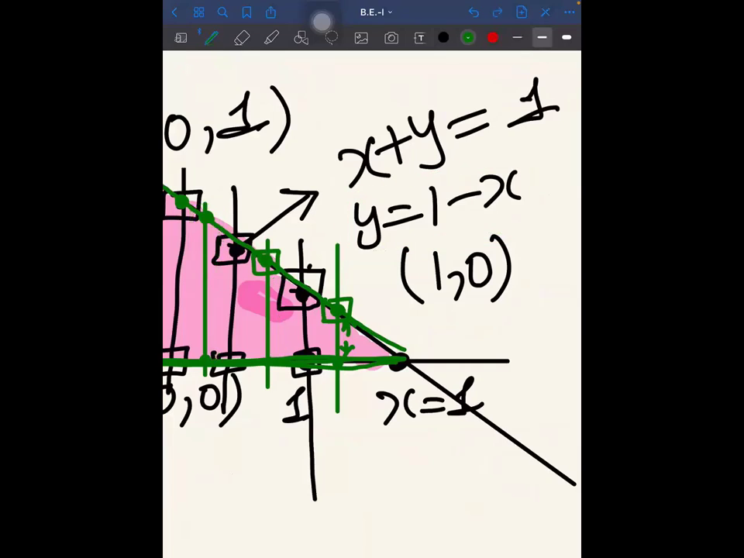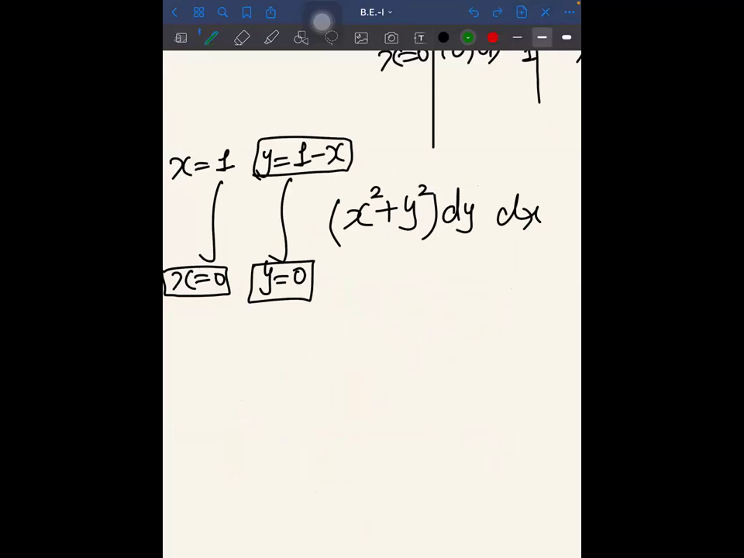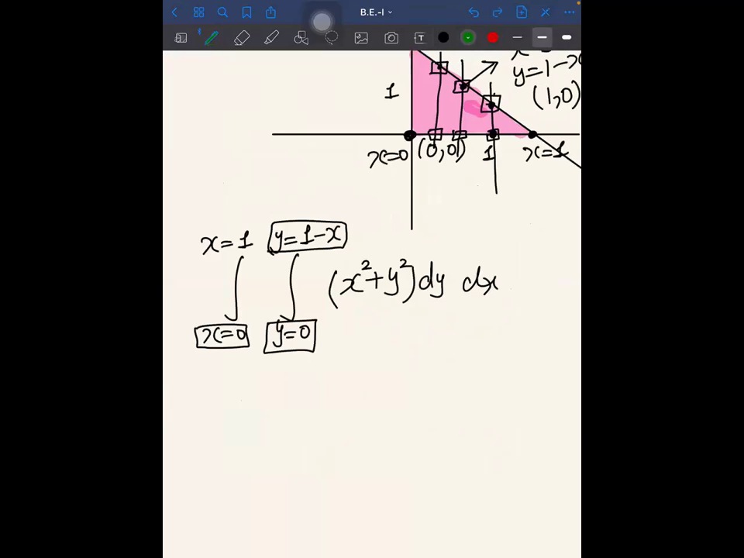Are you with me? Okay. So now see, can you solve this on your own? This can be solved now. So you do it like this: first you integrate with respect to dy, then with respect to x. Now things are very easy. So now let's do one more question and then we are done.